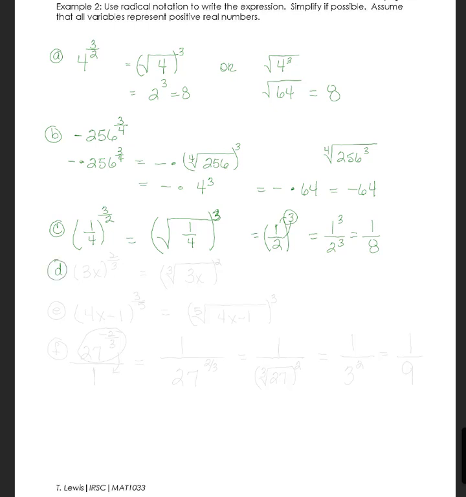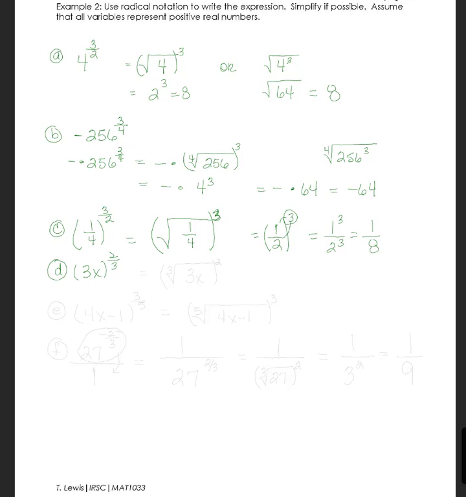We have here the quantity of 3x to the 2/3 power. Now, it does say read your directions. It says use radical notation to write the expression. Simplify if possible. So some of these can be simplified and some of these cannot. I can tell you the ones where the base happens to be a number, you will be simplifying. Okay?